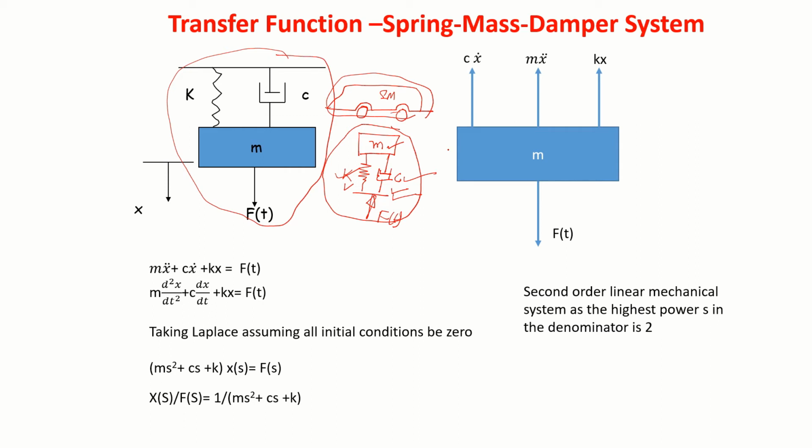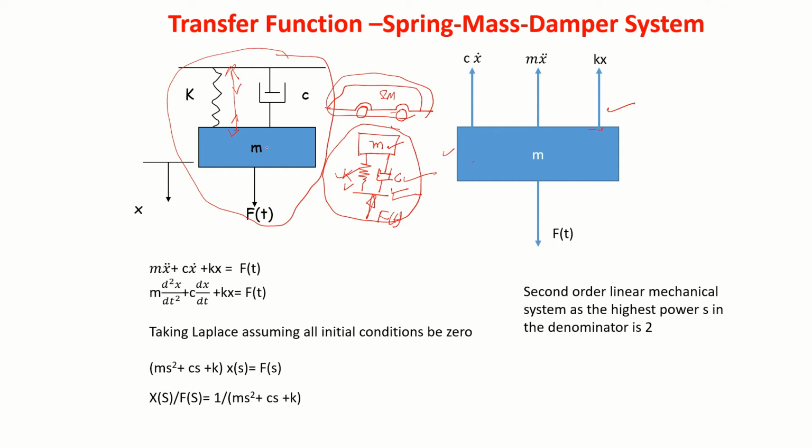Correct. Let us draw the free body diagram. This is the mass. When I apply a force F of t, the spring stretches. But the stretched spring tries to come back to its original position. So if you see, it pulls the mass upwards. So the spring force should act upwards. That's what I have shown.